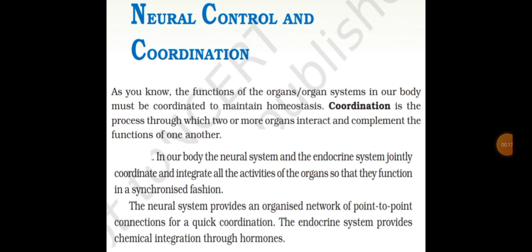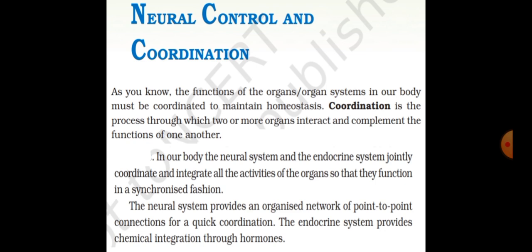Control and coordination. As you know, the functions of the organs or organ systems in our body must be coordinated to maintain homeostasis. Coordination is the process through which two or more organs interact and complement the functions of one another. In our body, the neural system and the endocrine system jointly coordinate and integrate all the activities of the organs so that they function in a synchronized fashion.